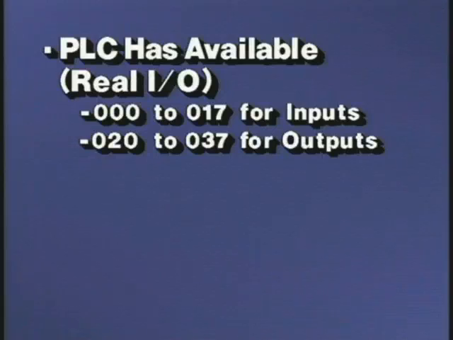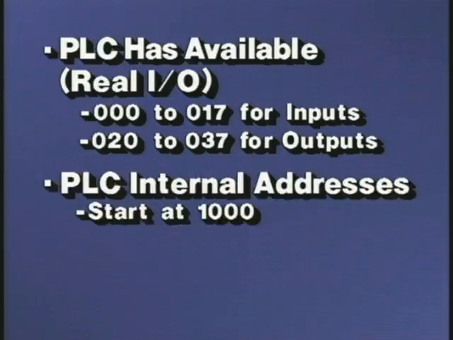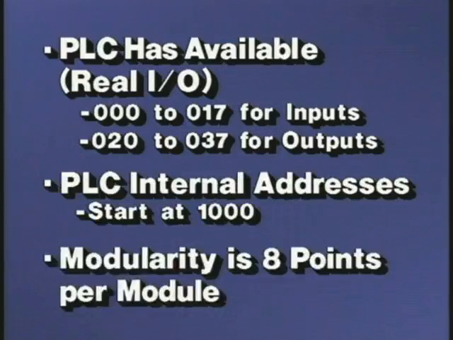Now first, we'll specify our PLC as having addresses 000 octal through 017 reserved for inputs, 020 through 037 for outputs, and having internals that start at address 1000. The modularity, that is points per module, is 8 for both inputs and outputs.